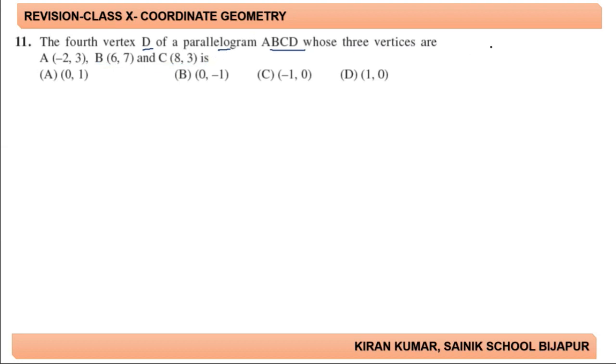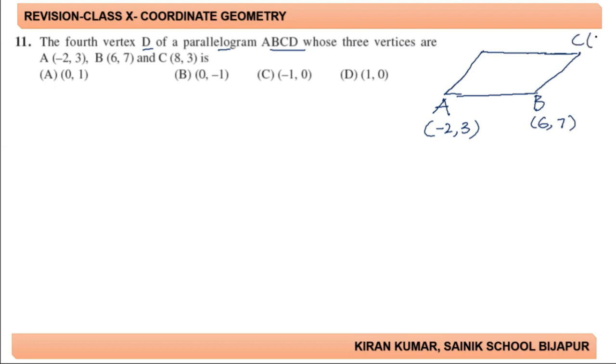We have to have a parallelogram here. It's a rough figure. It's a parallelogram ABCD. The coordinates of A is (-2, 3). The coordinates of B is (6, 7). The coordinate of C is (8, 3). The coordinate of D is not known. Let me call this as (x, y).